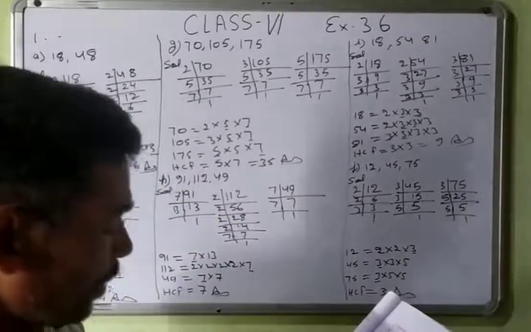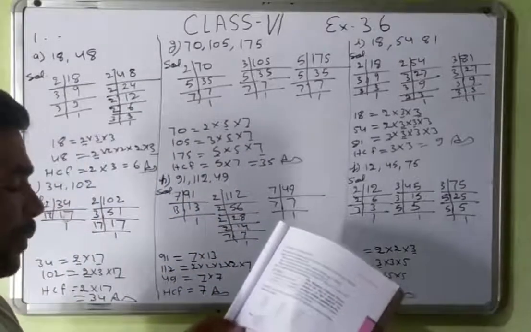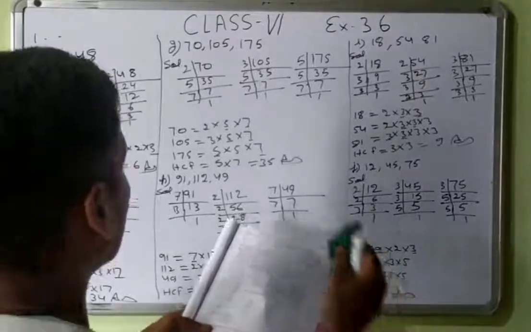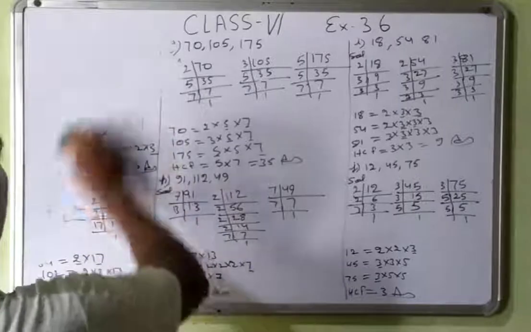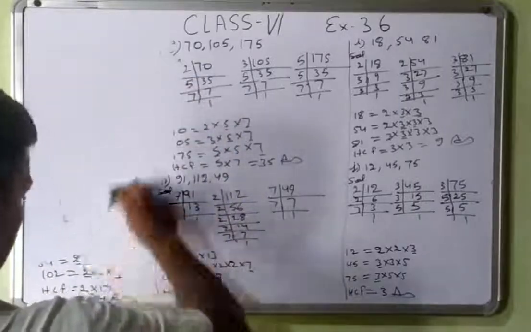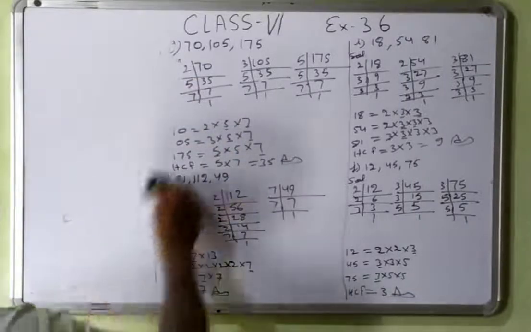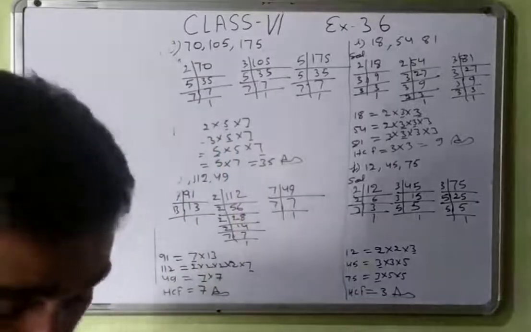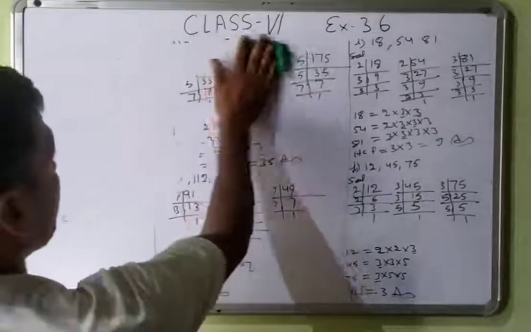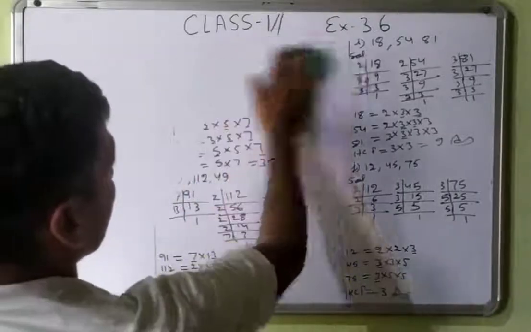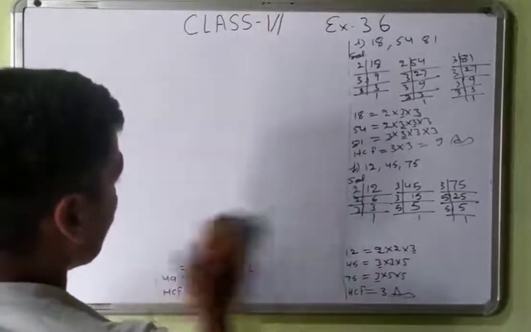What is the HCF of two consecutive numbers? The HCF of two consecutive numbers is always 1. The HCF of two consecutive numbers will always be 1. So that will be right, only 1.